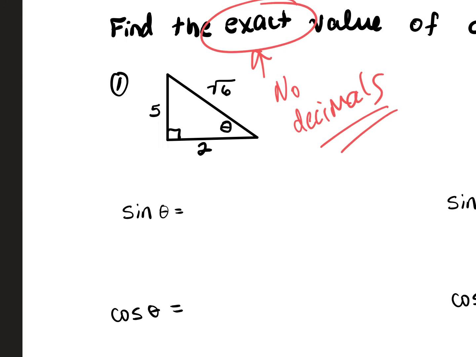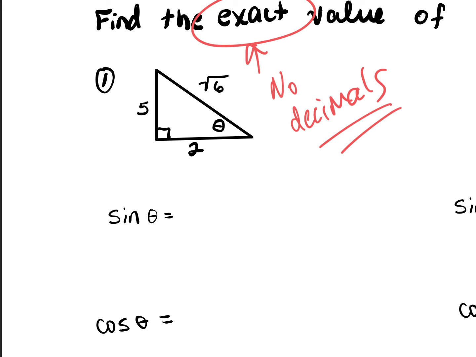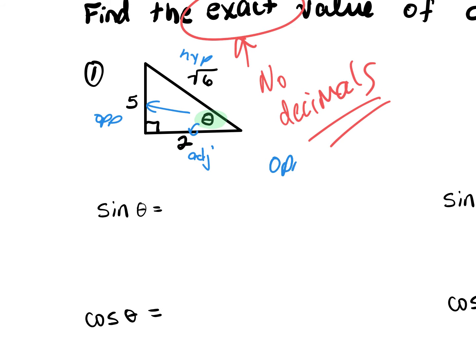So the first thing I would do with a situation like this is label all of my sides. Here is my theta. I always circle my theta so I know what I'm referencing. So in reference to theta, what is 5? 5 is the opposite side. And what is 2? The adjacent. And I know that square root of 6 is the hypotenuse because it's the longest side across from the right angle. Agreed? Now, you can leave it like that and do your work. I personally like to say, okay, my opposite is 5, my adjacent is 2, and my hypotenuse is the square root of 6. It's just easier for me.